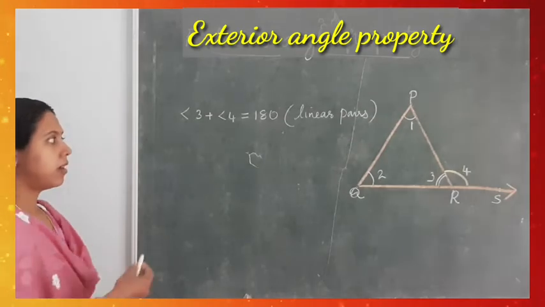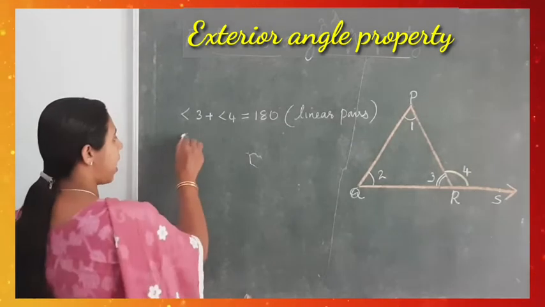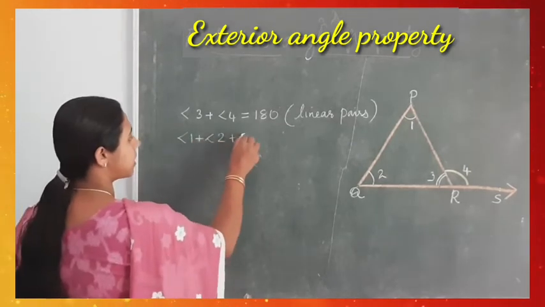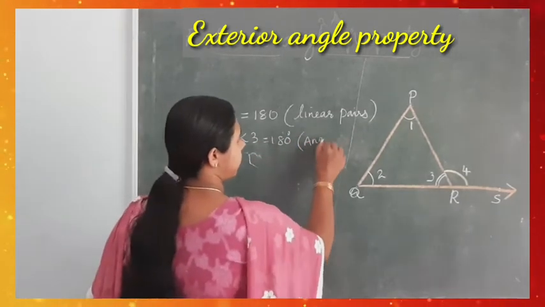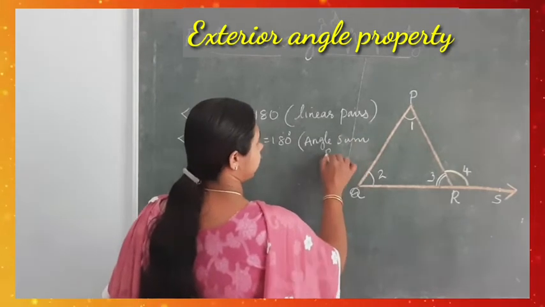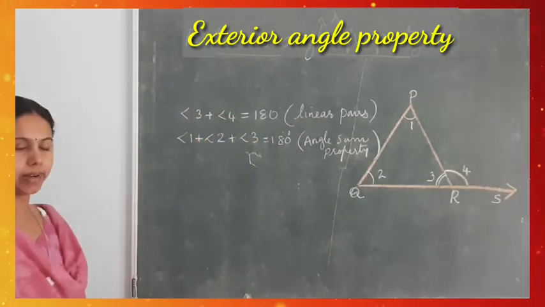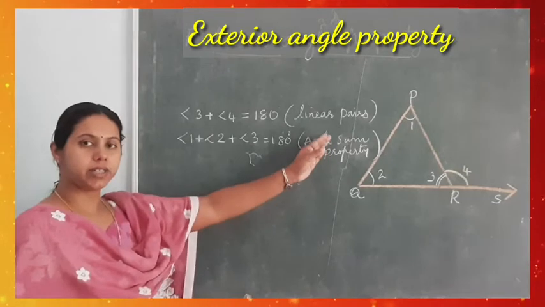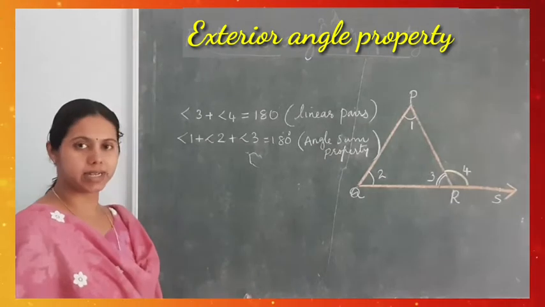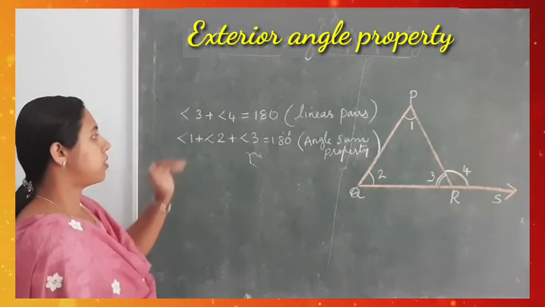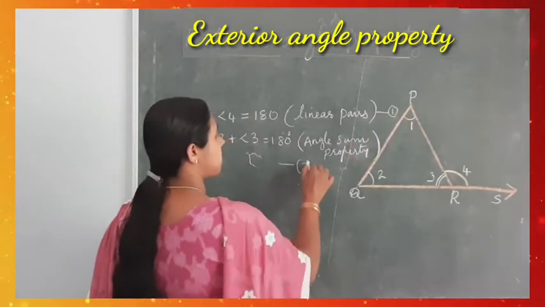Now, we have already proved that the sum of all angles of a triangle is 180 degrees. So, angle 1 plus angle 2 plus angle 3 is equal to 180 degrees by the angle sum property, or using theorem 6.7. You can write either theorem 6.7 or angle sum property: sum of all angles of a triangle is 180 degrees. Call the first equation 1 and this one equation 2.